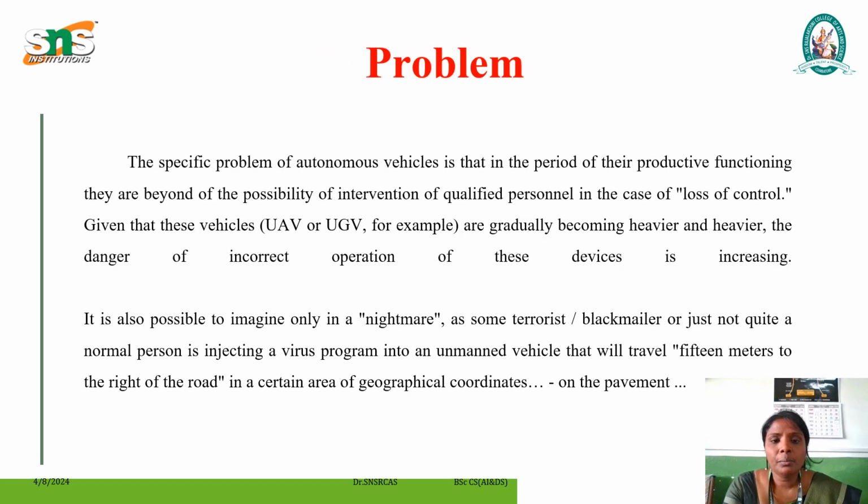Here we see the problem statement. The specific problem of autonomous vehicles is that in the period of their productive functioning, they are beyond the possibility of intervention by qualified personnel in the case of loss of control. Given that these vehicles, UAVs or UGVs for example, are gradually becoming heavier and heavier, the danger of incorrect operation of those devices is increasing. It is possible to imagine, only in a nightmare, some terrorist or blackmailer, not quite a normal person, injecting a virus program into an unmanned vehicle that will travel 15 meters to the right of the road in a certain area of geographical coordinates, on the pavement. Prior to reaching a certain territory, the virus, for example, may not manifest itself. Further, you can supplement the horror by presenting a typical spread of the virus.